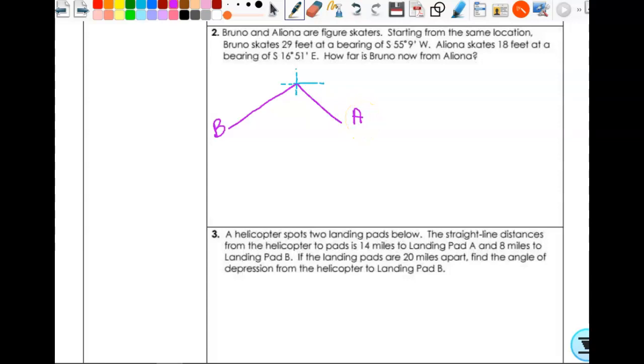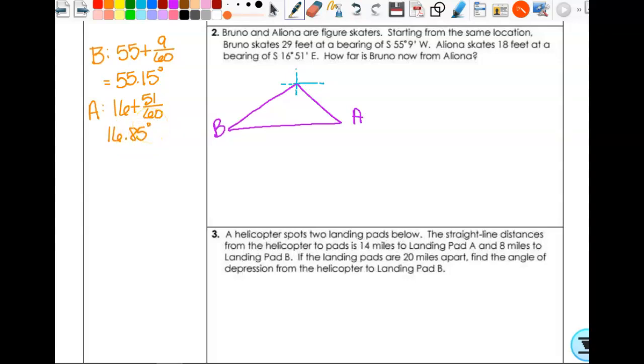Aliona. I want to know how far apart they are, but I need their angles, but not in degrees, minutes, seconds. Okay, so I'm going to come over here, and for Bruno, that's 55 degrees, 9 minutes, so it's going to be 55 plus 9 over 60. So his ends up being 55 point, what, 15? And then Aliona, hers we're going to have 16 plus 51 over 60. That becomes 16 point, I think it's 8.5, but y'all check me. 8.5.